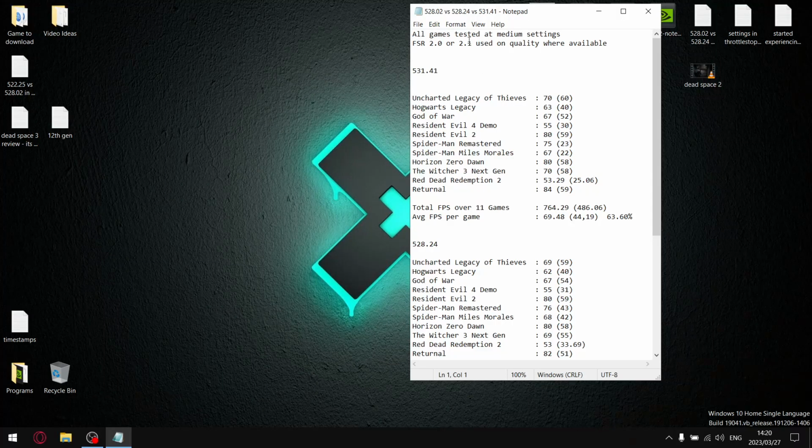So all my games were tested at medium settings. Where FSR 2.0 or 2.1 was available, I used the quality setting, except for Returnal. My laptop is under spec for Returnal, so I use low settings with FSR set to balanced. Everything else is medium with FSR set to quality. So let's get to the results.